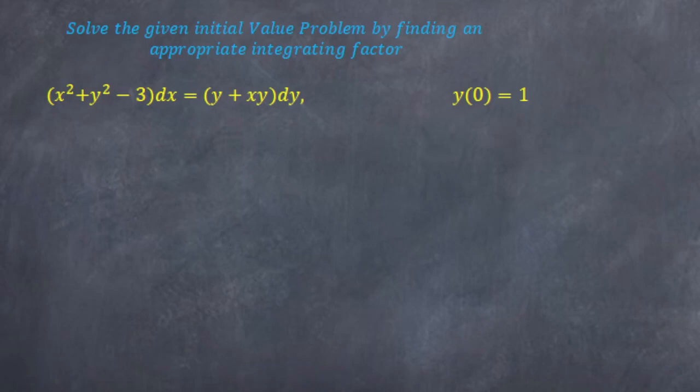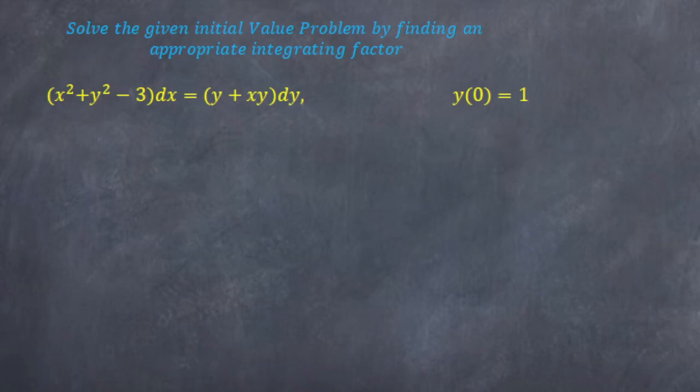In this video, we're going to try to solve this given initial value problem by finding an appropriate integrating factor. This problem is an example of how we make a differential equation an exact DE by multiplying it by an integrating factor. The first thing we're going to do is test whether or not this differential equation is exact. And if it's an exact one, we'll find a solution right away.